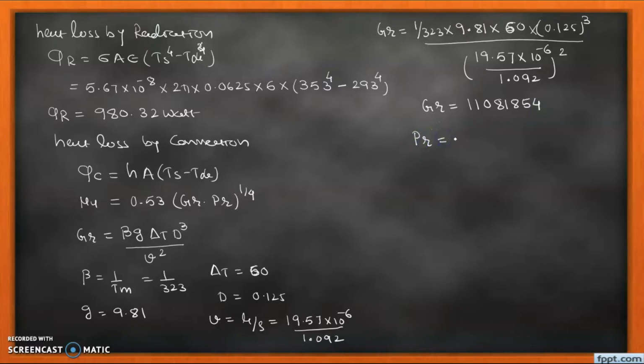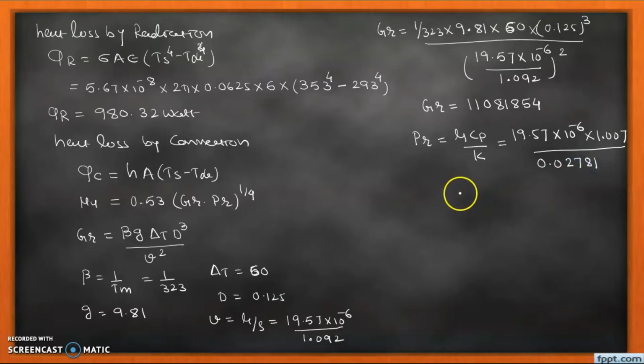Now students, we are going to calculate the Prandtl number. So we know the formula of Prandtl number, it is mu Cp by k. So mu is given, that is 19.57 into 10 to the power minus 6, into Cp of air, 1.007, divided by the thermal conductivity, 0.02781. That is already given in the data. So we get the Prandtl number 0.708.